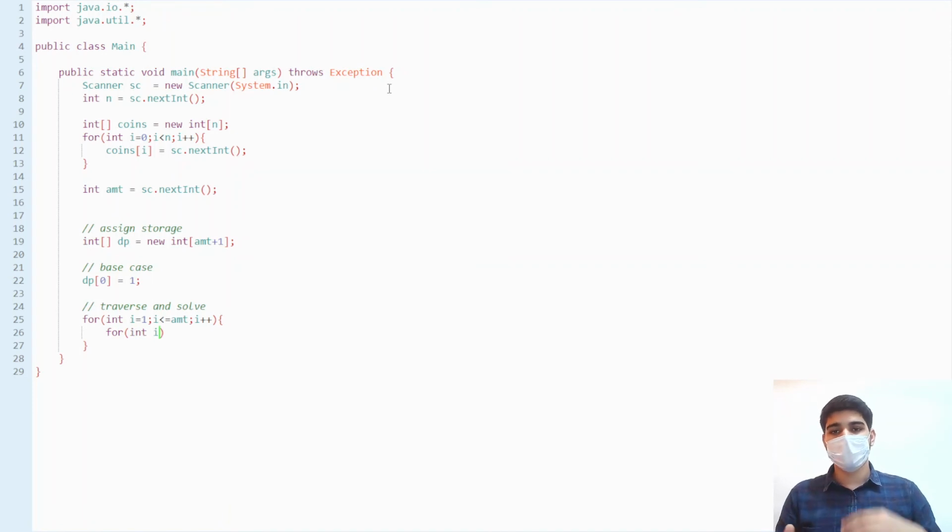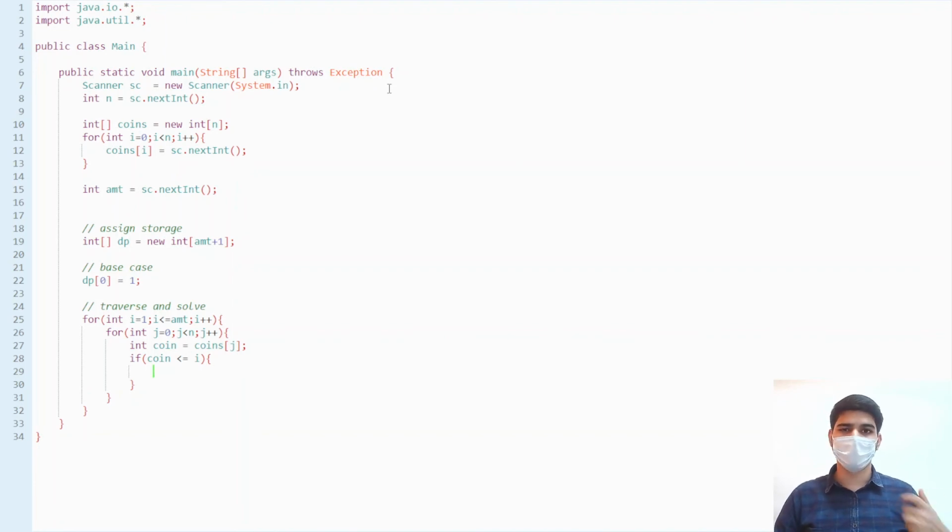So we would pick each and every coin one by one. So j goes from 0 till n, j plus plus, right? And over here we can have coin equal to coins of j. Now what we have to check is if my coin has a value which is either smaller than or equal to the current amount that I have. What is the current amount? Current amount is i, my index. So the index should be greater than or equal to the value of the coin. Then only I can make a call.